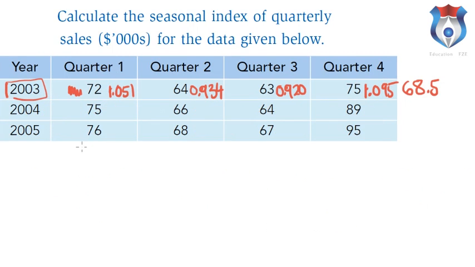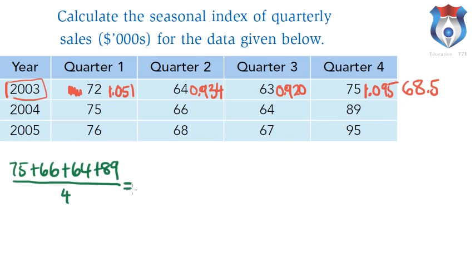However, I in fact have been given a couple more years here. I've got 2004 and 5 as well. So I'm going to need to factor these extra years into my calculation of an overall seasonal index for quarter 1. So what I'm going to do is the same step for 2004 and work out these yearly proportions. So the first step is to find a yearly average that I can divide everything by. So I'm going to say 75 plus 66 plus 64 plus 89 divided by 4 because that's how many there are, and I get 73.5. So that's the yearly average for 2004.